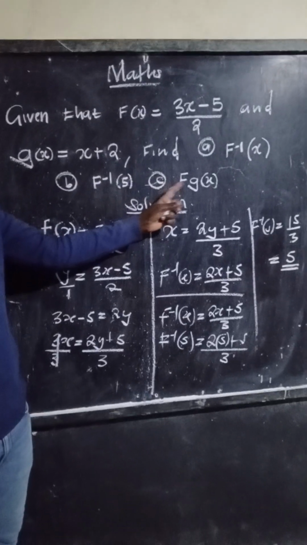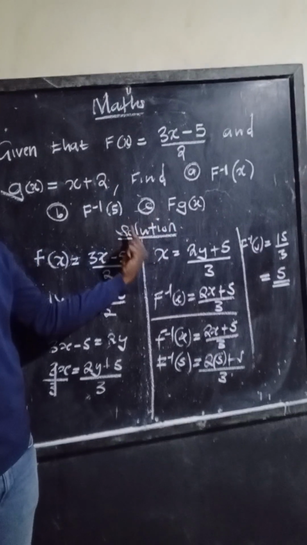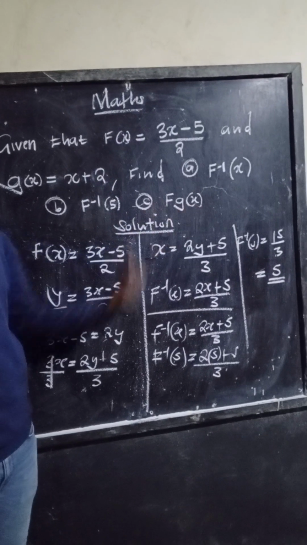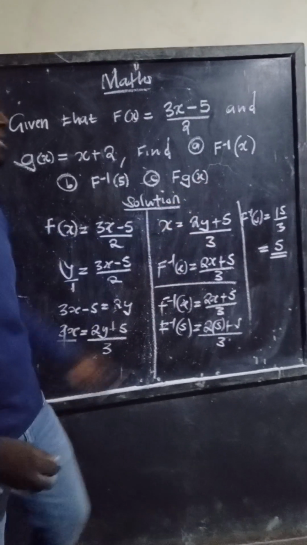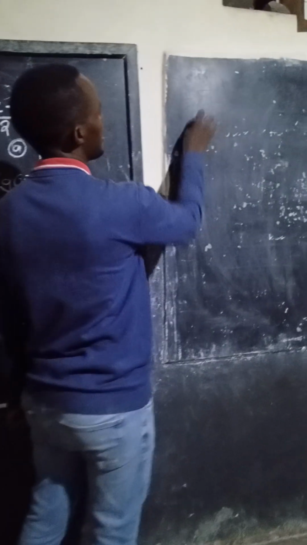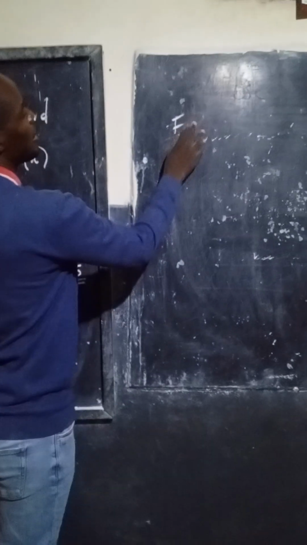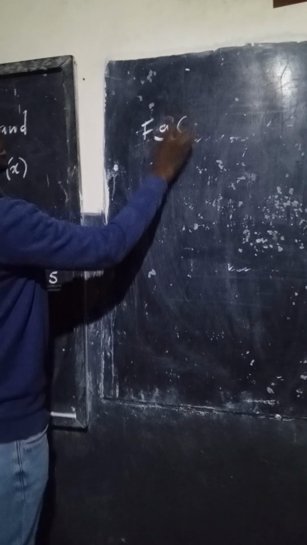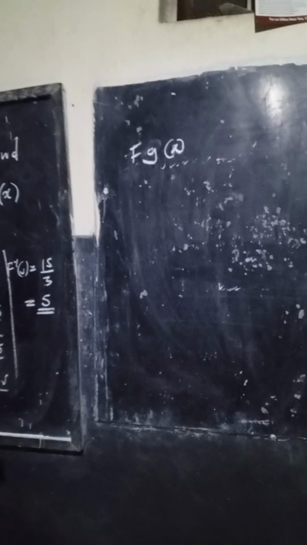Then there's fg of x, which is a composite function. There is what we call the combination of two functions. So let's proceed with C. Now we can solve this one. I'll write it over here. So I'll write f, g, then g of x there.